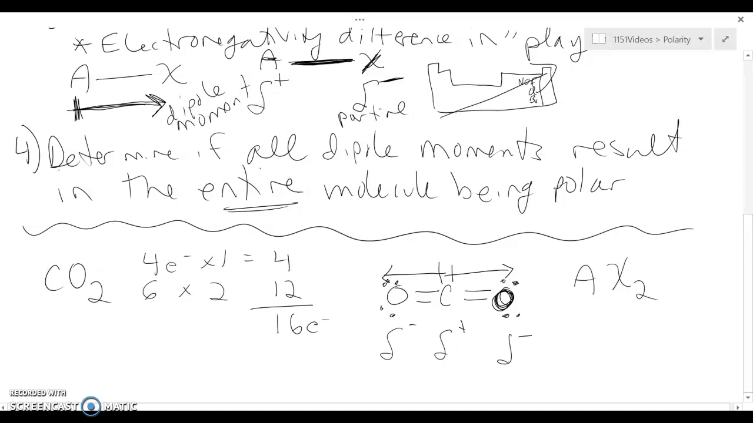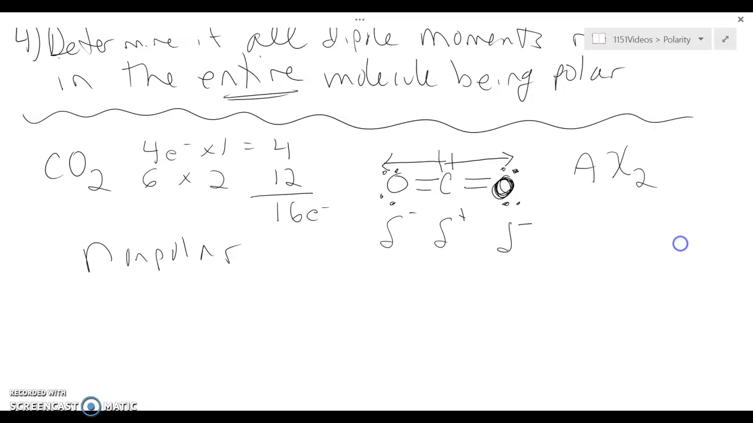This whole thing is linear. It's not bent in any way. So oxygen on the right is pulling just as hard as oxygen on the left, which means, to answer number 4, is the entire molecule polar? This is nonpolar because there is no net dipole. They don't add up, they actually cancel each other out in sort of a tug of war.